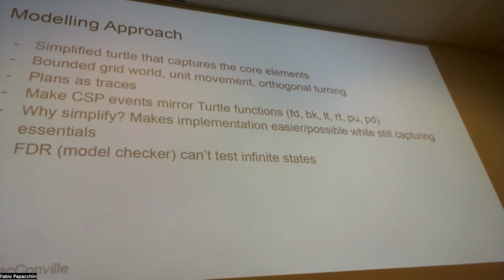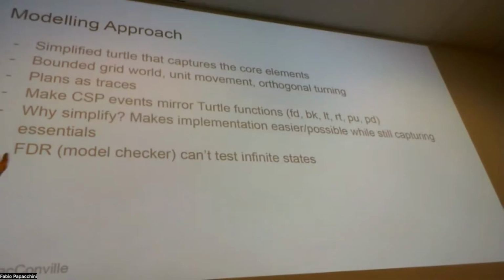The plan, the thing we give to the robot, are these traces we've talked about. To simplify model design and make sure it doesn't get messed up, we make the CSP events, the things that can occur in the CSP model, mirror these turtle functions. And these abbreviations here, if you're familiar with the turtle library, you'll know are just the abbreviated function names of forward, backward, left, right, pen up, pen down. The turtle library allows these for brevity, and we use them here for the same reason.